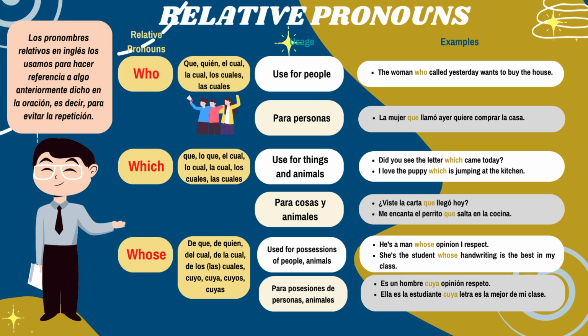The other relative pronoun is whose. It is used for possessions of people and animals. For example, he's a man whose opinion I respect. And the other example, she is the student whose handwriting is the best in my class.